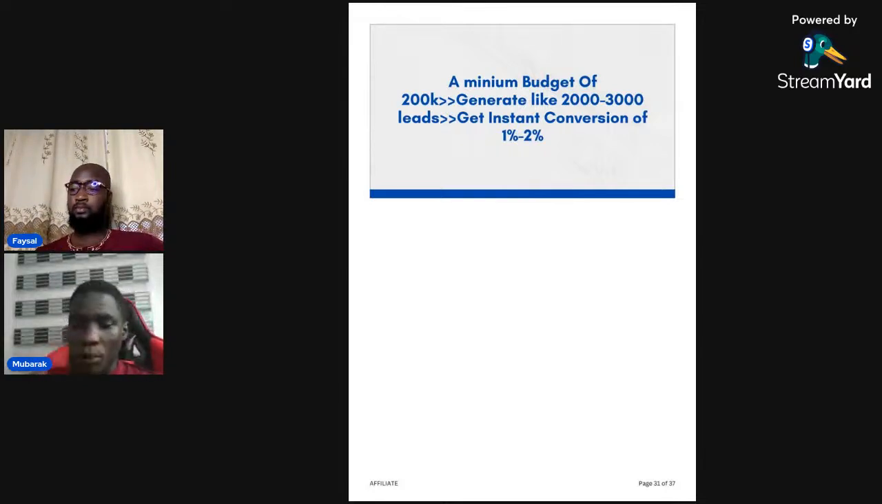And then the conversion depends on the kind of funnel you are using. If you are hosting a webinar, your conversion should not be in the form of 1 to 2%. It normally happens this way: if you generate like 1,000 leads for a webinar, the show-up rate is just 25%. Like 250 leads might end up in that same webinar. And after 250 people attend that same webinar, the conversion rate mostly is 10%.